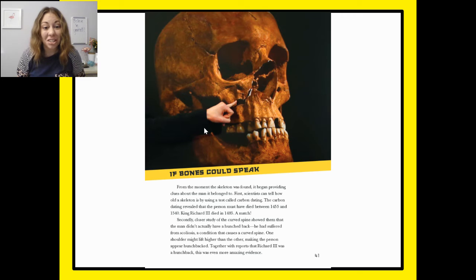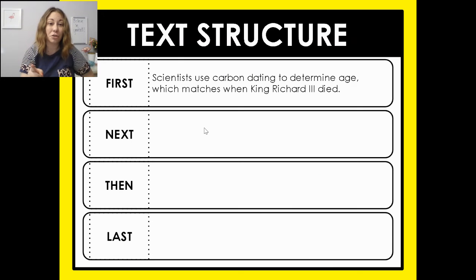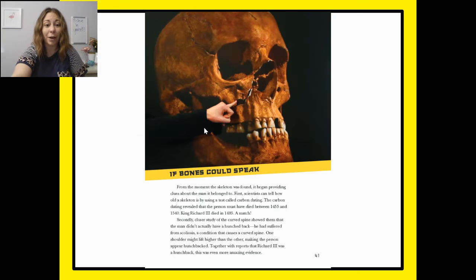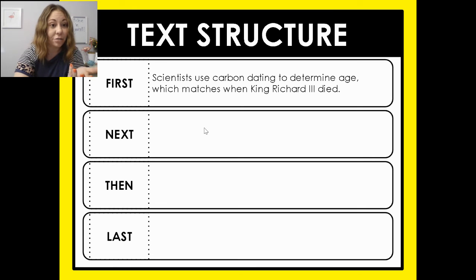was, and it matches. So let's pause there, and we're going to add that to our graphic organizer. So you can see I've added scientists use carbon dating to determine the age, which matches when King Richard III died. Okay, so that was the first thing. And I'm taking a lot of this right from the text. It says carbon dating reveals that a person died between 1455 and 1540. King Richard III died in 1485, a match. So we can say first they used carbon dating to tell the age of the skeleton, which matches when King Richard III died.